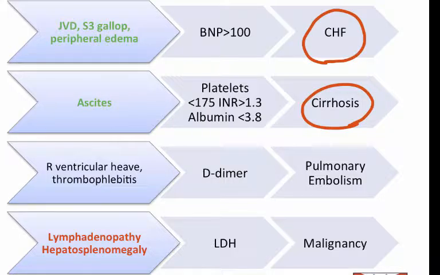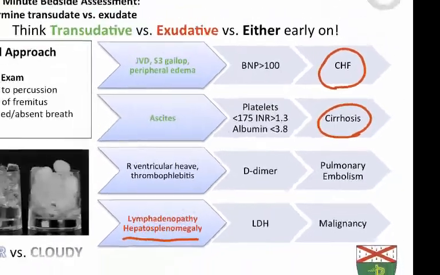Things that are a little more difficult to tease out with just a physical exam are pulmonary embolism and malignancy. So for pulmonary embolism, if you do see a right ventricular heave, thrombophlebitis, or signs of right heart strain, then you can think about pulmonary embolism, and then a D-dimer could be helpful. For malignancy, this is a very non-specific presentation, but if you do see lymphadenopathy, splenomegaly, and you have an elevated LDH, all of these things could suggest a malignancy.